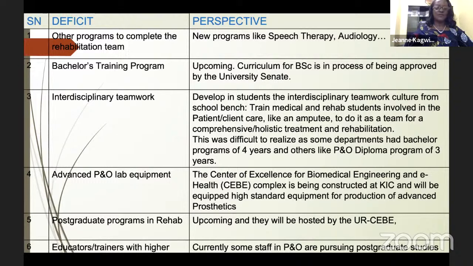The program of rehabilitation, the Master in Rehabilitation, is going to be offered jointly between the center and the school where the prosthetics and orthotics is hosted, and other rehabilitation programs. We have our staff who are pursuing a master's in the UK at the University of Dundee.